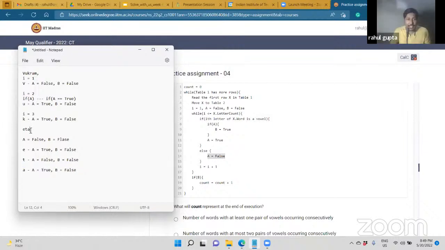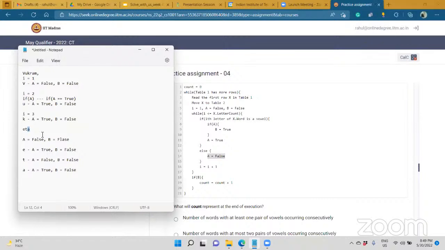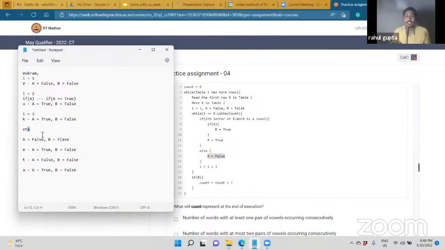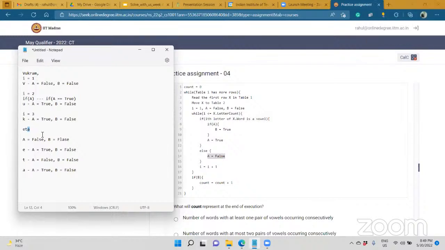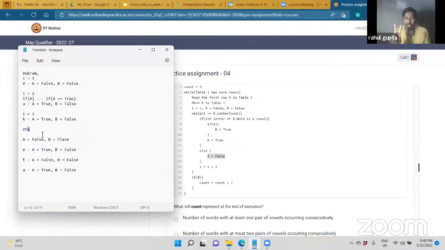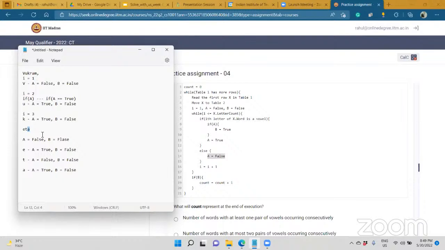Okay, so for this, A becomes true. After that, if there is a letter, then we will see. If there was one more vowel after A, then B would also become true. Right? So take the word "ear" and the word "eta". Both have two vowels, right? But for "ear", B becomes true, but for "eta", B does not become true, right?